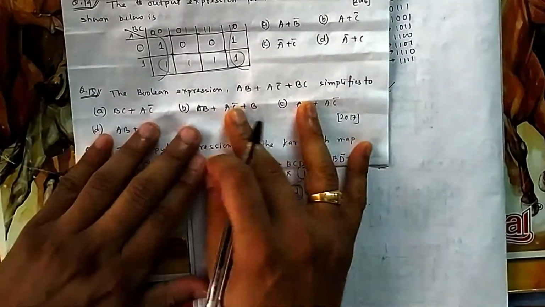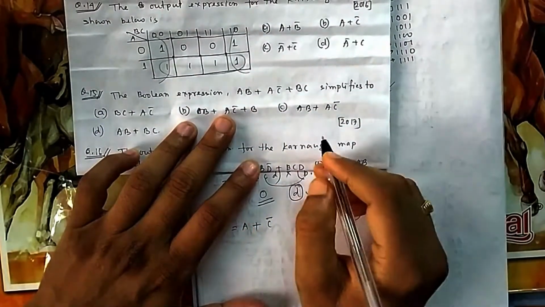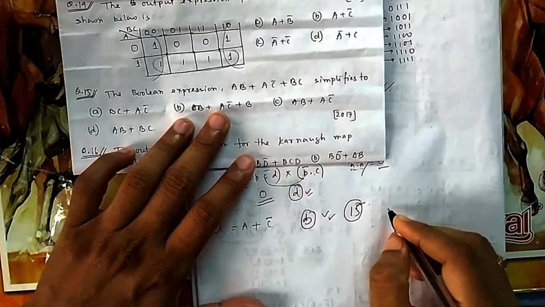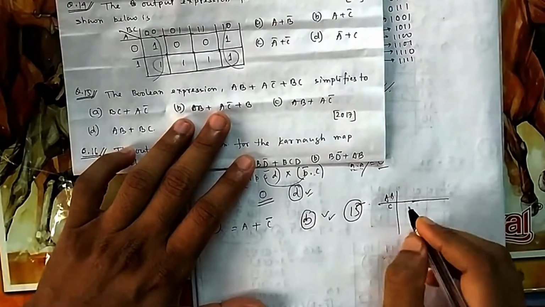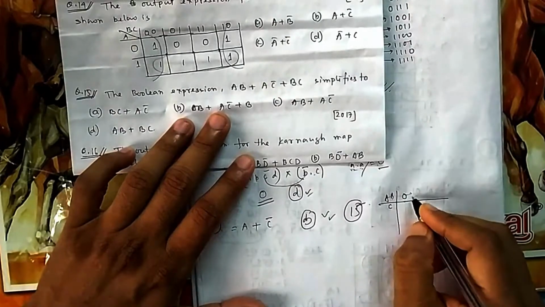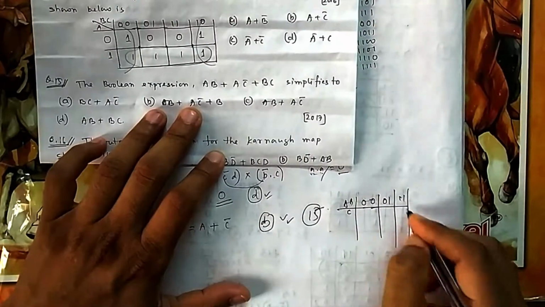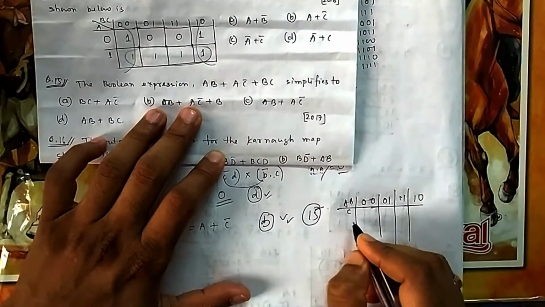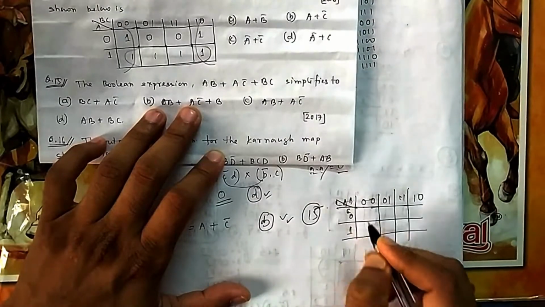The Boolean expression, this can be simplified, you can do simplification methods, or you can go with K-map also. I prefer K-map because that's easy. You don't need to remember, or don't need to think which formula you should apply, because there are lots of formulas. So it is A B then C 0 1.